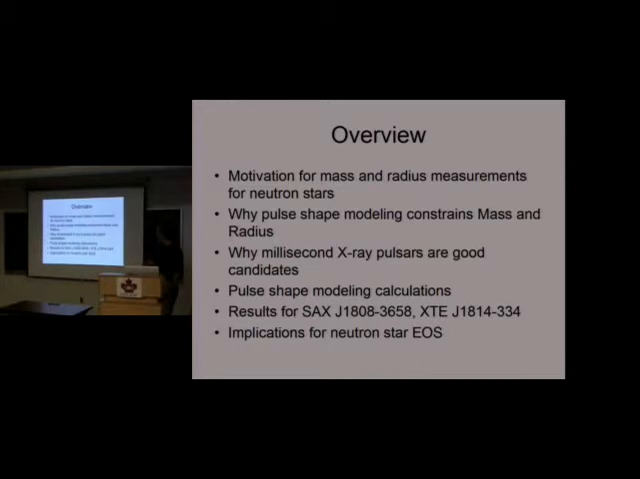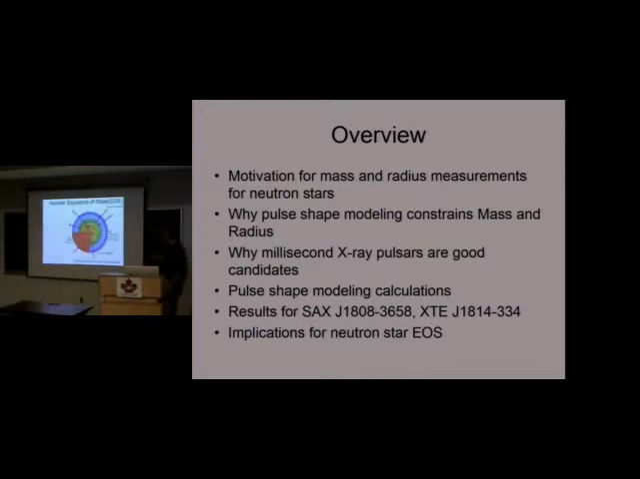I'll spend a little while talking about the actual calculations and just the procedure for modeling the pulse shapes. Then a little bit about the results for 2 of the millisecond X-ray pulsars. There's only about 8 or 10 in total known, but most of them are too faint to really work with. And then lastly, about equation of state.